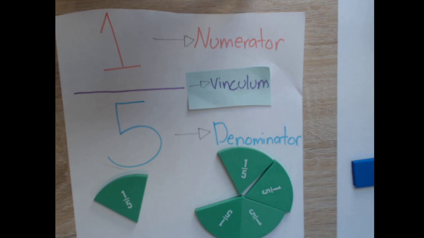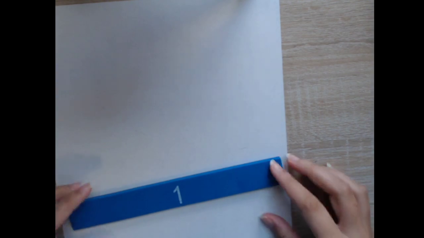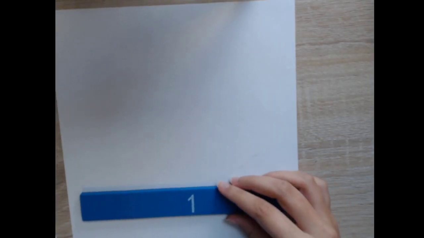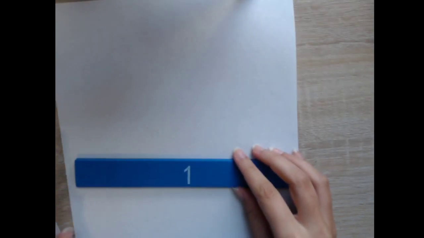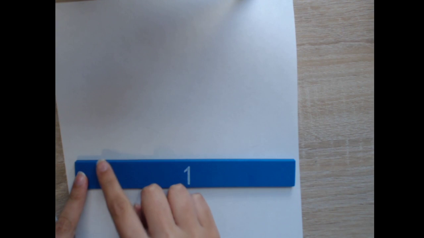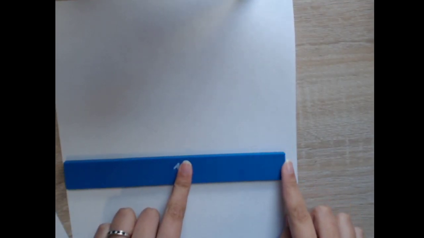Now let's look at a fraction manipulative. This is called the length model. It can be used similar to a number line. Imagine one end of the length is 0, stretching across is the number line, and the other end is 1.